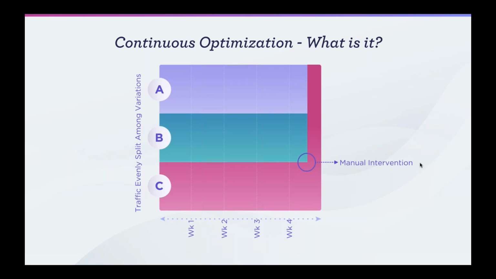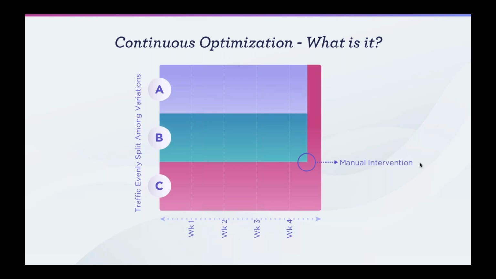This is good, however, this manual intervention can obviously create quite a lot of risk. It also means that if variations A and B are not working as hard as variation C for those 4 weeks, you're potentially going to lose revenue or lose out on the metric that you're trying to optimize for.